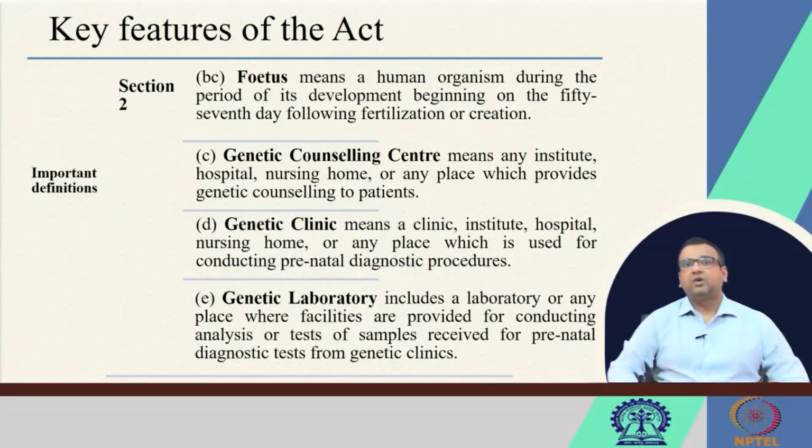So, what are the key features of the PCPNDT Act? Under section 2, what are the important definitions? For whom do we say fetus? Fetus means a human organism during the period of its development beginning on the 57th day following fertilization or creation. A genetic counseling center means any institute, hospital, nursing home or any place which provides genetic counseling to patients.